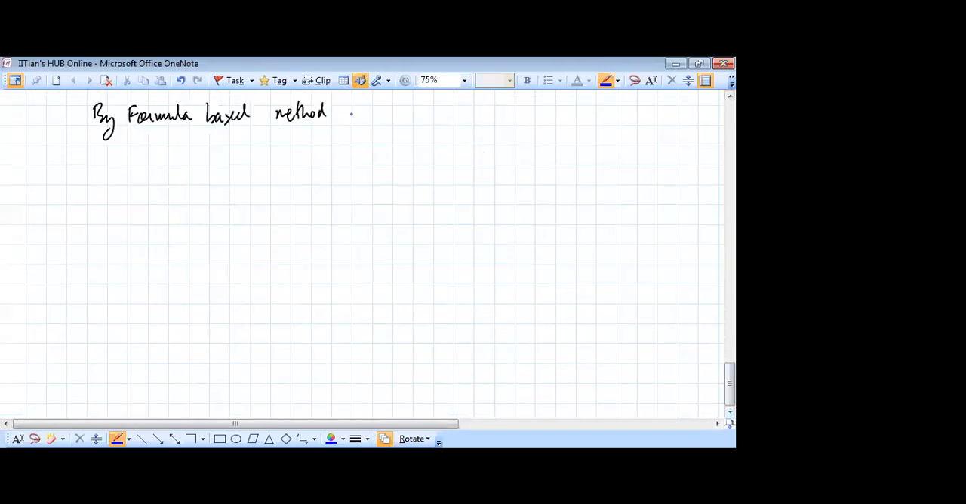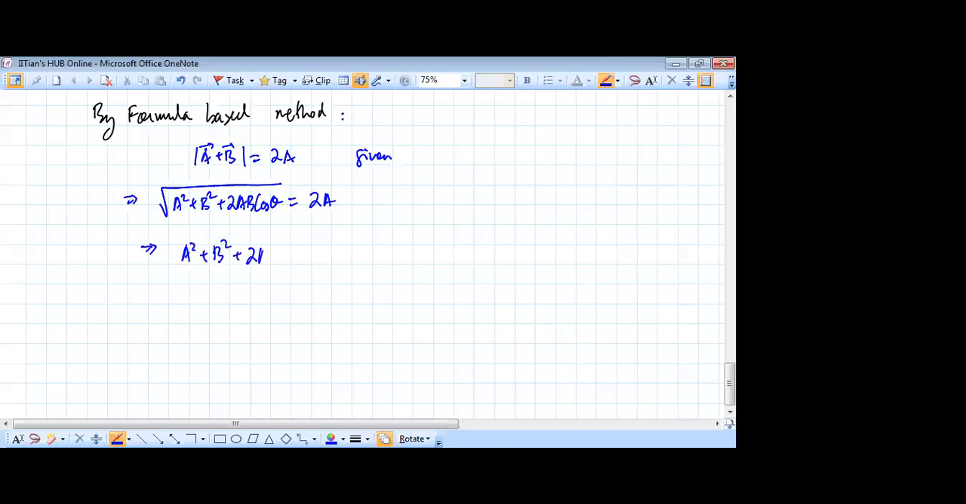Okay, now coming to the formula based method, it is given that magnitude of A plus B is equal to twice of A. That's one thing that is given. So substitute in the formula. Root of A square plus B square plus 2AB cos theta is equal to 2A. Or you can square both sides and say that A square plus B square plus 2AB cos theta is 4A square. Or that B square plus 2AB cos theta is equal to 3A square. This is, let's say, equation 1. This is coming from the first information.